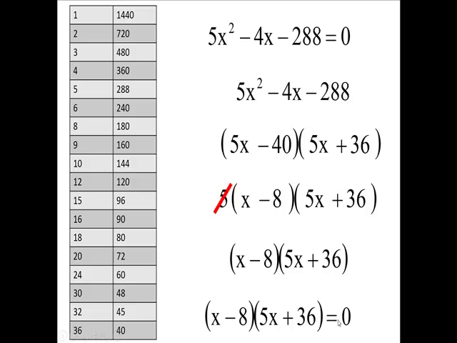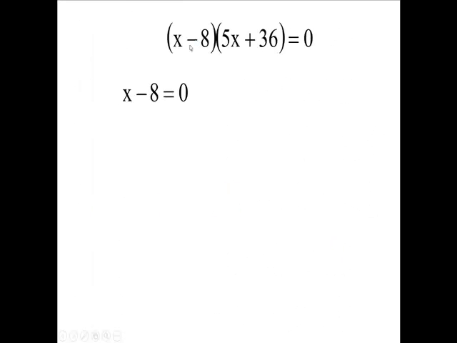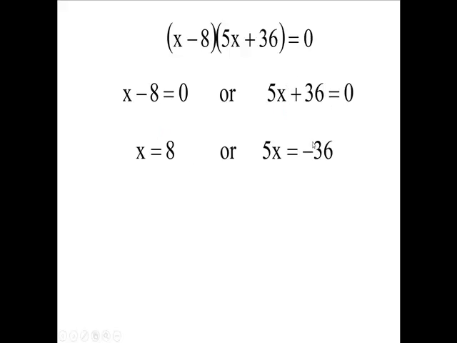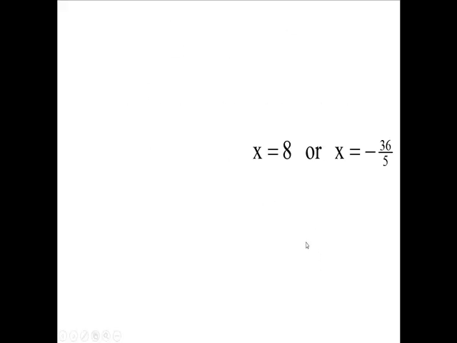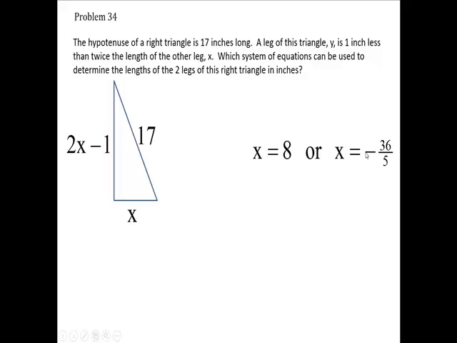Okay? This equals 0. And therefore, we're going to set this equal to 0, or we're going to say this equals 0. Now, if this is 0, then x is going to be 8. If this is 0, then 5x is negative 36, and x is negative 36 fifths. And so x is this. Now, we know that you can't have a negative length, can you? So of these two answers, you cannot have a negative length for x here. So we have to throw this one out. So the only thing left is that x is 8.